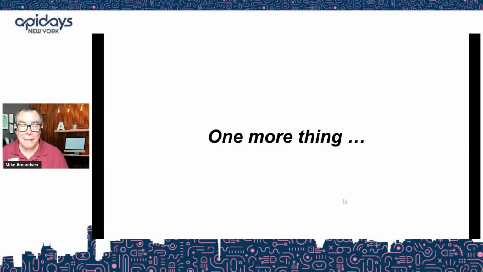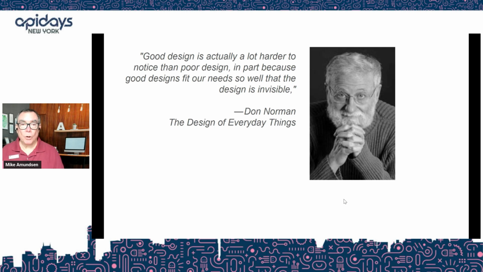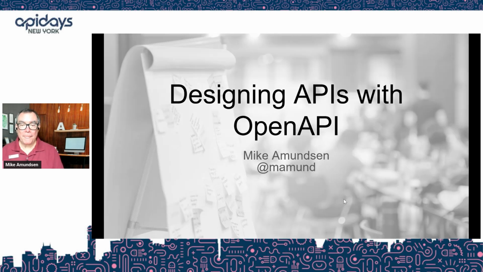Now, there's just one more thing that I'll leave you with, and I think it's a really good lesson to keep in mind from Don Norman, the author of Design of Everyday Things, sort of the father of human-computer interaction. Good design is actually a lot harder to notice than poor design. That's a real eye-opener. People will notice if it's not well designed. They may not notice if it was well designed. So get used to the idea that people don't notice how good your work is. That kind of means you're probably doing a great job. And that's designing APIs with OpenAPI.